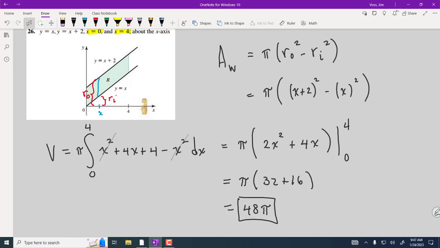Any step there you're not sure about? Look reasonable.